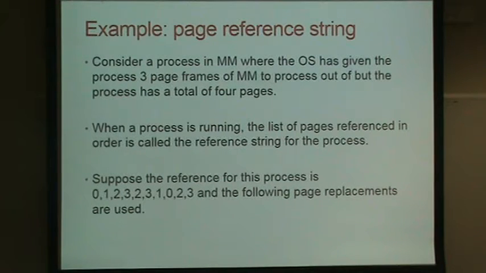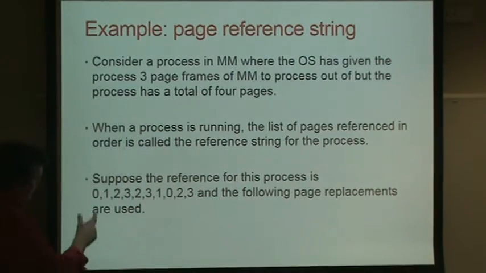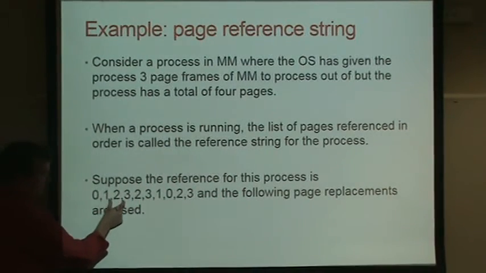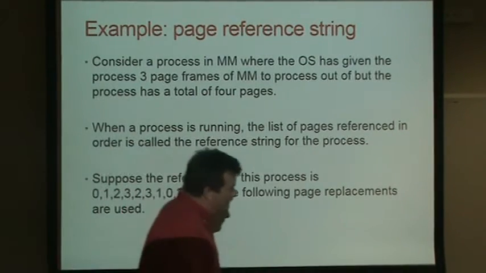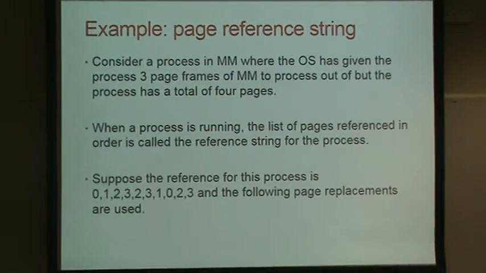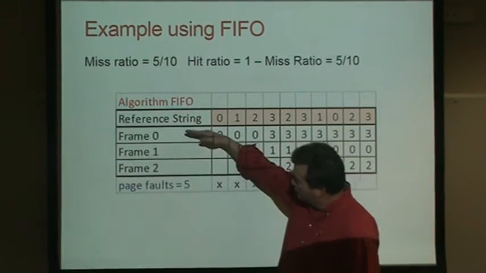Okay, so an example of a page reference string. Consider a process in main memory where the operating system is given 3 frames. And we're going to have, for example, page 0 referenced, then 1, then 2, then 3, then 2, then 3, then 1, then 0, then 2, then 3. And we'll go through each of the algorithms. So, for example, first in, first out, we're given 3 page frames.